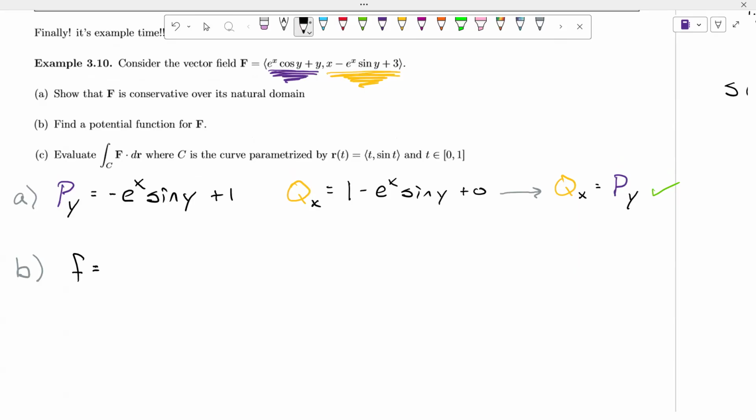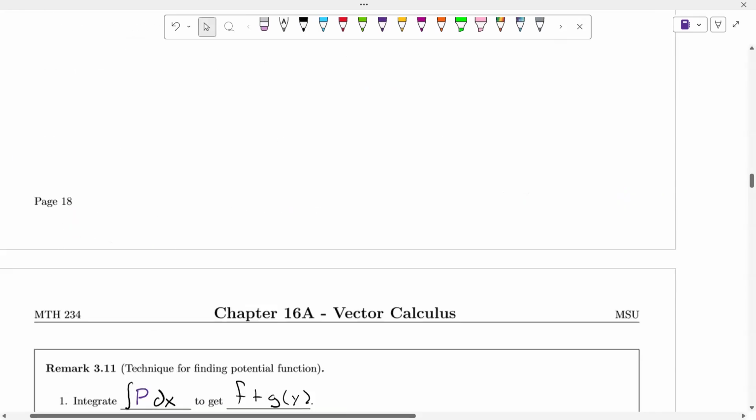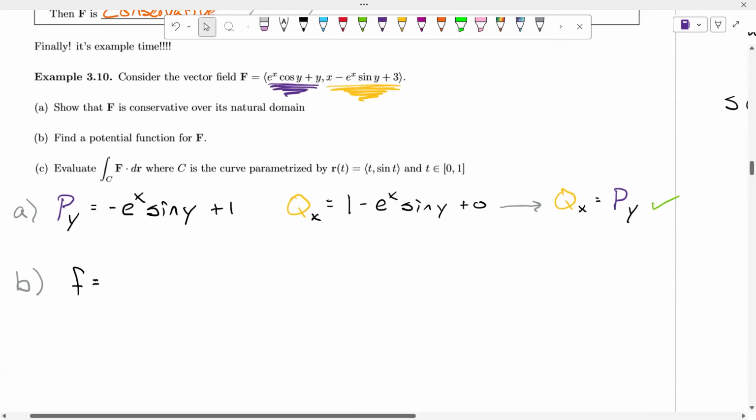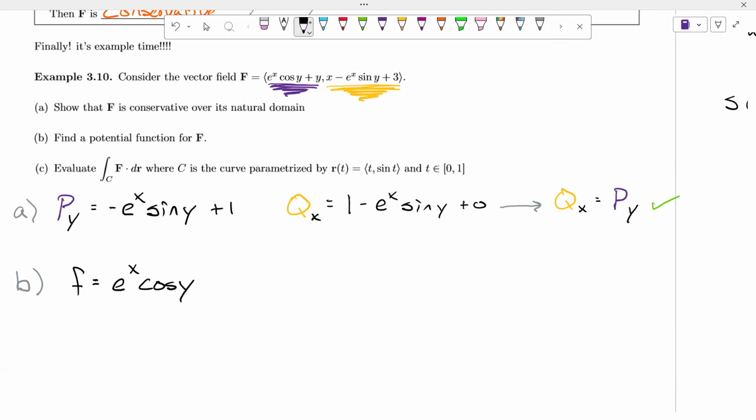So if I'm looking at that first bit, the purple derivative part, I want it to be the derivative of something, and I need it to have been an x derivative. So e to the x cosine y is the derivative of e to the x cosine y. That won't have changed. If I have a plus y, that needed to have come from x times y, taking its partial derivative there. And that's everything from the purple set.